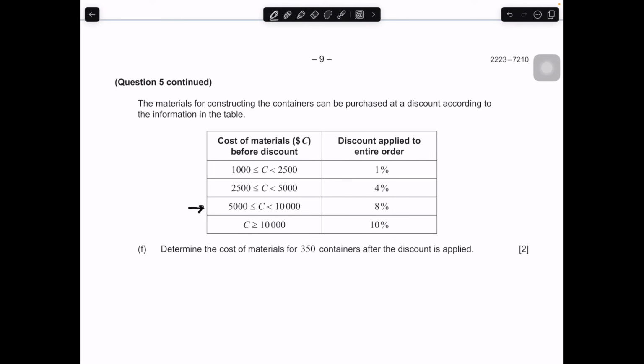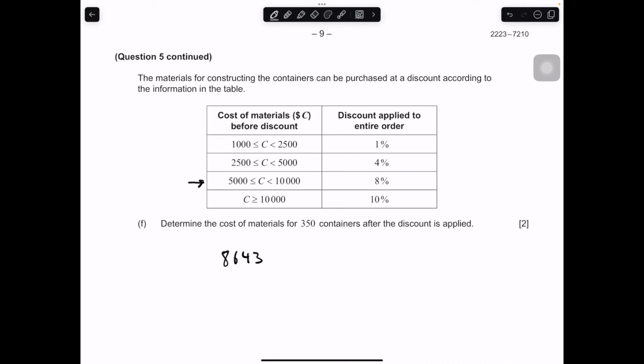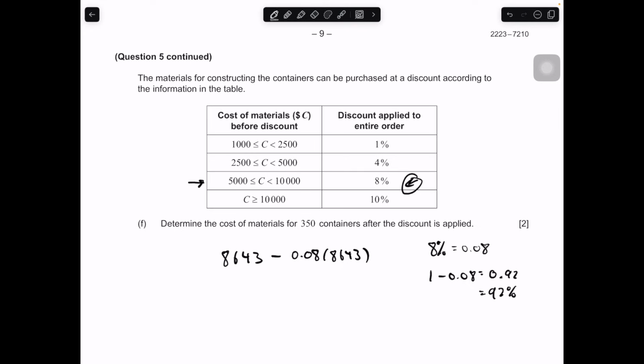Okay, so we have to pay $8,643, but we have an 8% discount. So let's take away 8% of 8,643. If you're comfortable as well, 8% is equal to 0.08, and 1 minus 0.08 is equal to 0.92, or essentially 92%. So we only pay 92% of the price because we're taking 8% away. If you're more comfortable with this, either way, I'm going to go ahead and type in 8643 times 0.92. This is going to give us a value of $7,951.56.